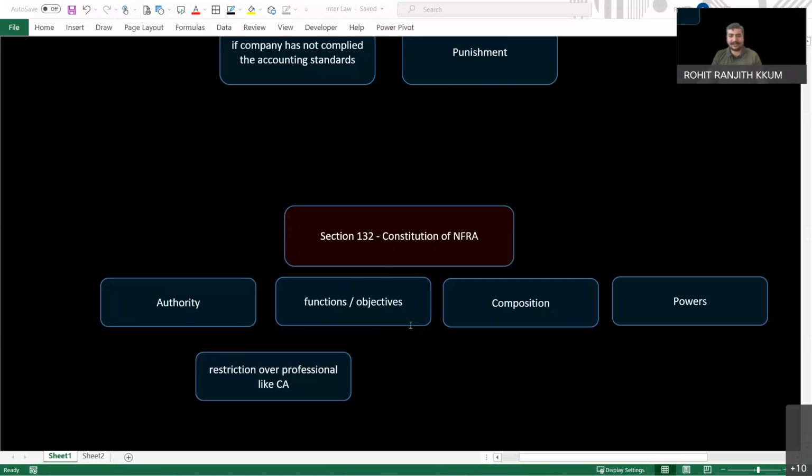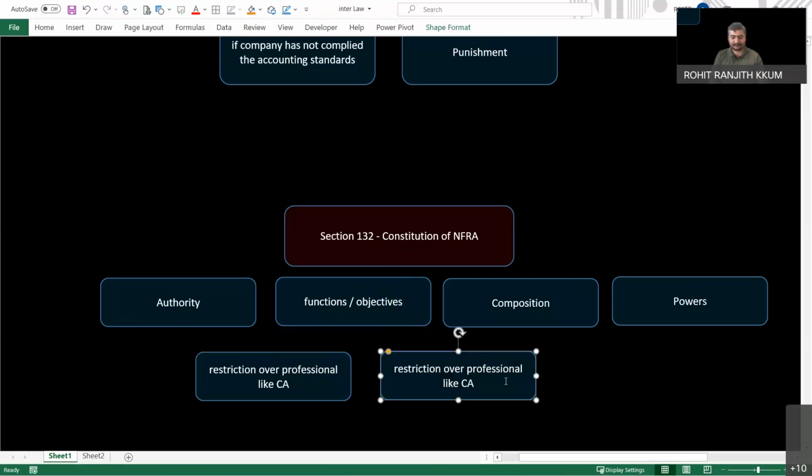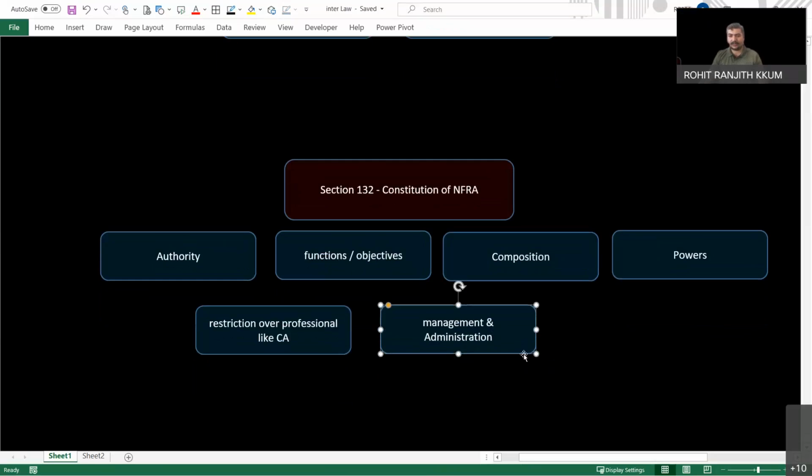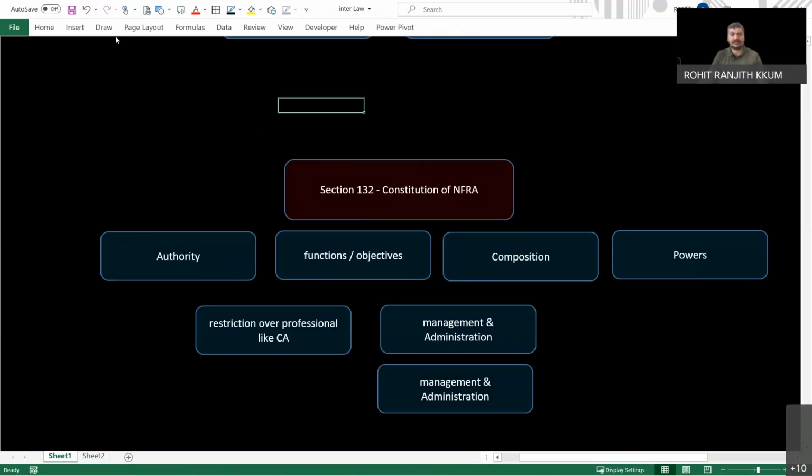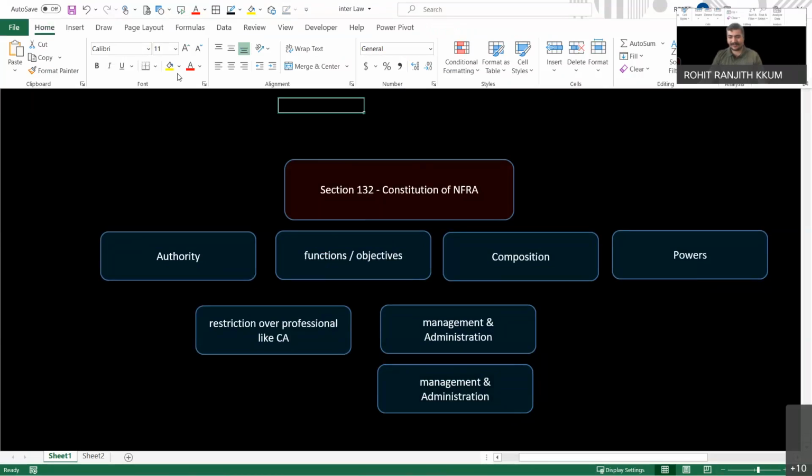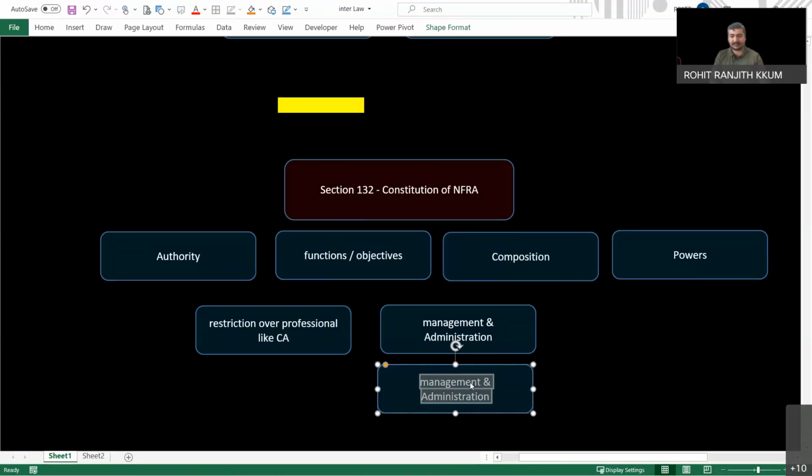After then we have the administration and management of NFRA. So what kind of things here are we going to cover? Rather than only these many points, we're going to cover administration. First of all, it is about meetings, how they're going to meet.